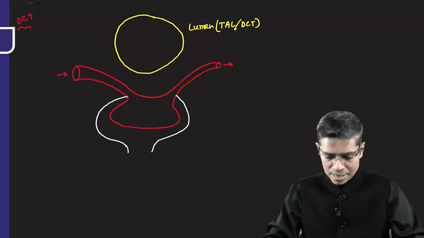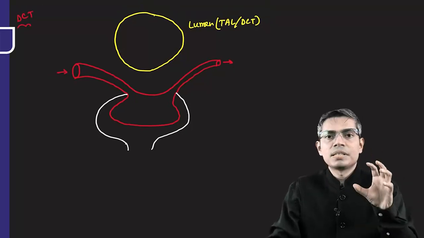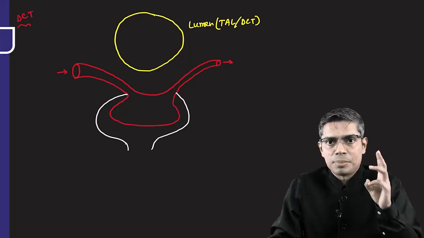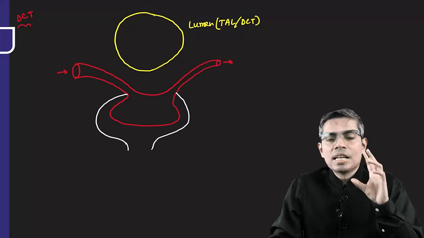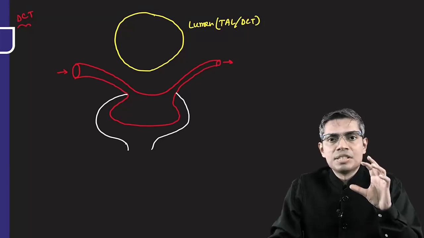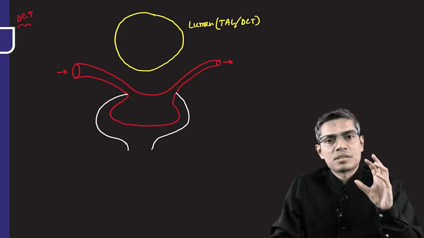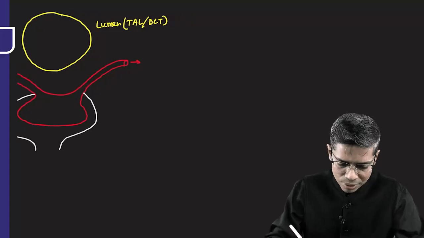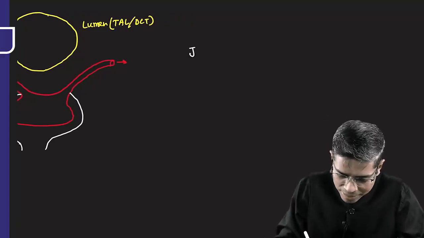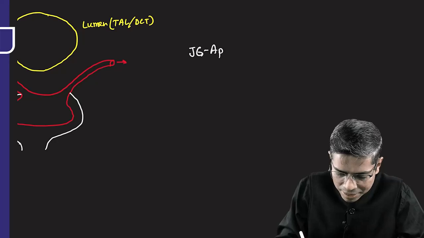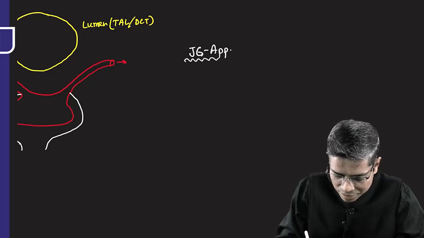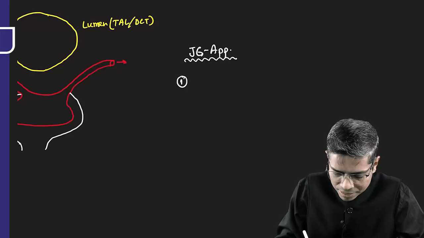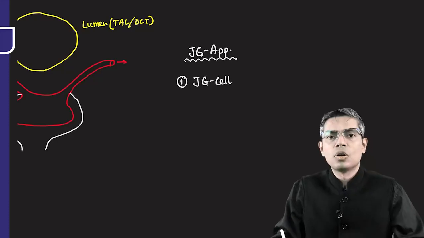So in this diagram we have to find certain structures. Three structures particularly. That three structures in combination are known as JG apparatus or juxtaglomerular apparatus, right? So the first structure that we have to find in this diagram, I'm writing here JG apparatus. What are the three components, right? Number one, JG cell, that is juxtaglomerular cell.